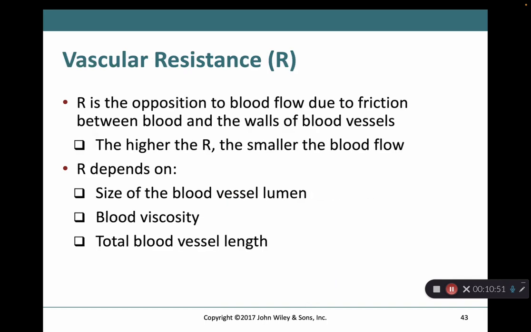Vascular resistance. This is the opposition to blood flow due to the friction between blood and the walls of the blood vessel. Okay, so the higher the vascular resistance, the smaller the blood flow, right? The more you kind of fight against the blood flow, the smaller the blood flow is going to be. So this vascular resistance depends on how big the blood vessel's lumen is, the viscosity of blood, so that means how thick the blood is. Okay, so if you're dehydrated, your blood's going to be a lot thicker, more viscous. Or if you're very hydrated, it's going to be less viscous, more liquid. And total blood vessel length as well.